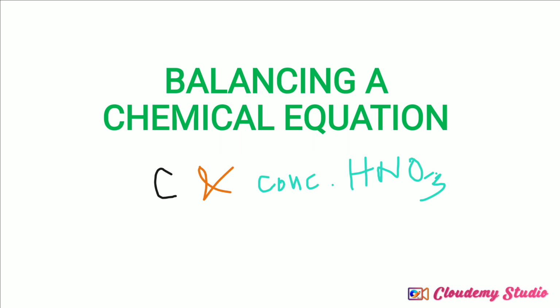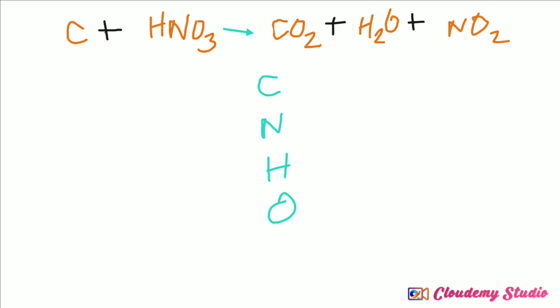Hello friends, let's balance one more equation. This equation is for the reaction between carbon and concentrated nitric acid. The reaction given: carbon reacts with nitric acid. As a result, the products are carbon dioxide, water and nitrogen dioxide.